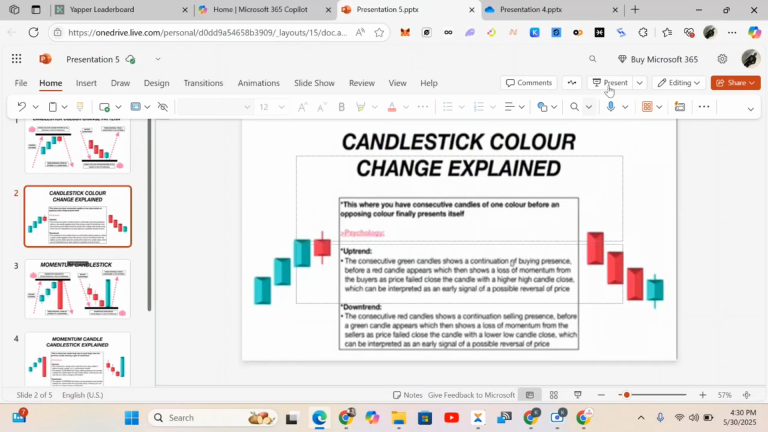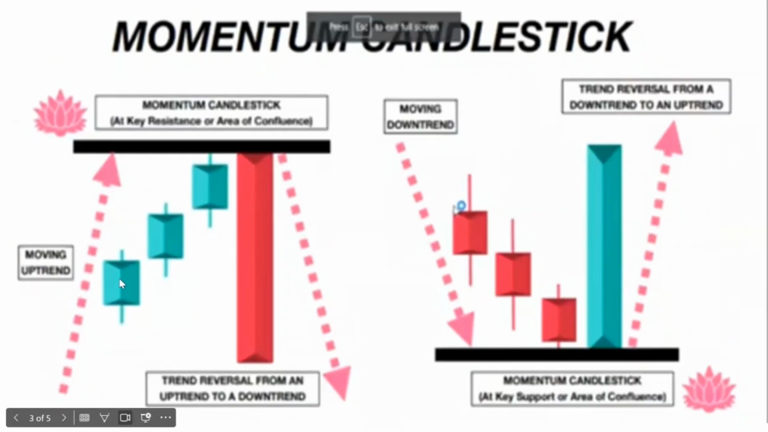So let's head back. Let me show you guys another example. So here we have a momentum candlestick. Here we can see the diagram over here, where buyers came and pushed the price above the area of confidence, while sellers now came and pushed it down. You can see this big bearish candle over here. They pushed it down and took over the market. Sellers were in control of the market.